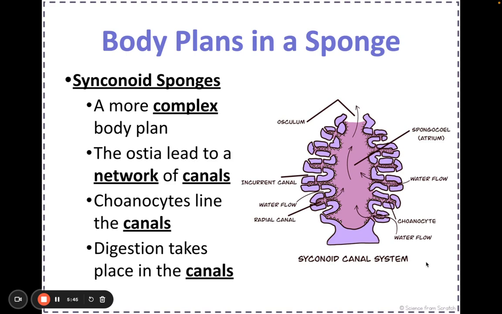An easy way to think about this one is that it's pleated. You can see it's a repeating S shape over and over again if you follow along. And don't forget, digestion takes place where the choanocytes are, which happen to be in the canals in this body plan. You can also notice how much thicker the walls of this sponge are compared to that asconoid sponge we just looked at on the previous slides. And this will allow that sponge to become both larger and stronger.